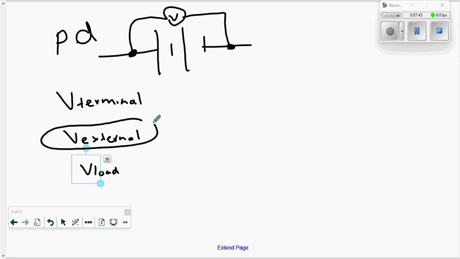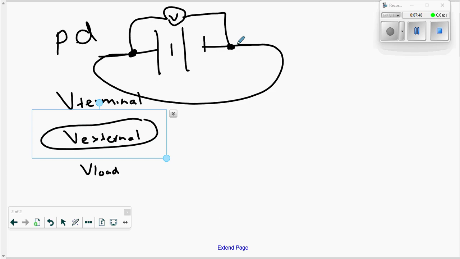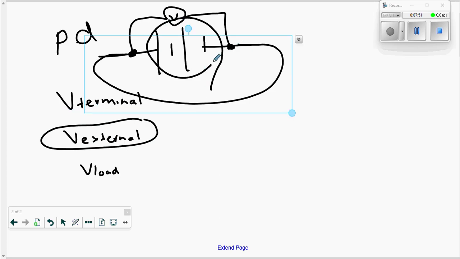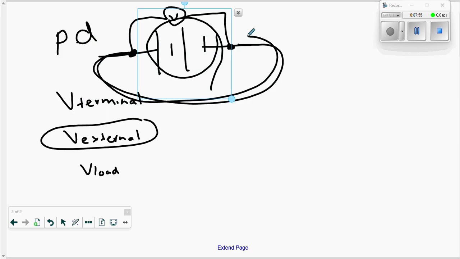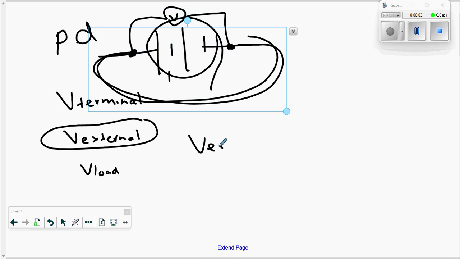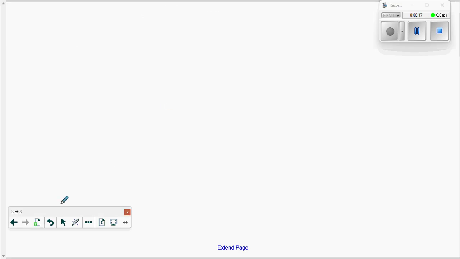I like to use V external because it's talking about the external portion of the circuit, okay? Not this internal, where internal resistance plays a role. It's the external. So that's why I like to use V external, or VEXT for external. So that's how I like to refer to it. You're allowed to refer to it however you want, as long as you can represent what you're trying to find out. Okay, so there you go, choose a new one.